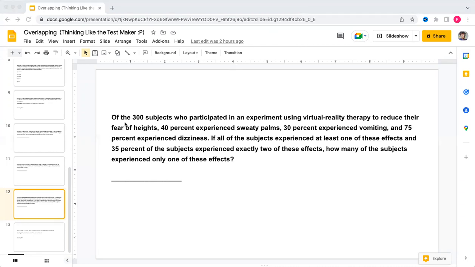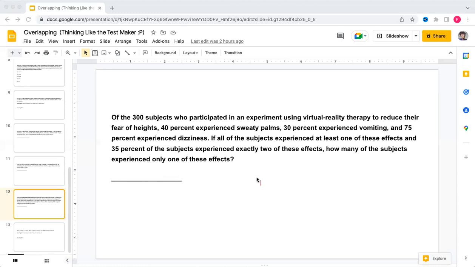Let's solve this. Of the 300 students who participated in an experiment using virtual reality therapy to reduce their fear of heights, 40% experienced sweaty palms, 30% experienced vomiting, and 75% experienced dizziness. If all three experience at least one of these effects, that means none is equal to 0. And 35% of students experience exactly two of these. How many students experience only one of these three effects?